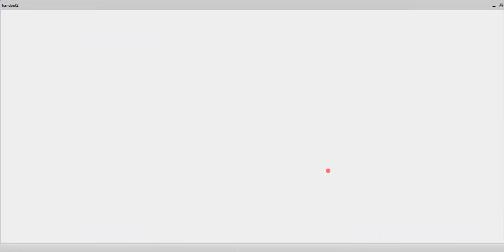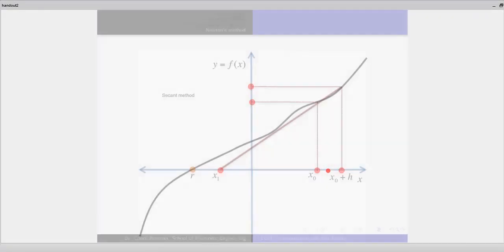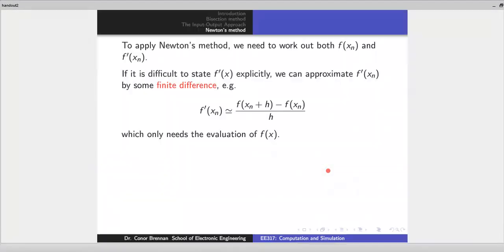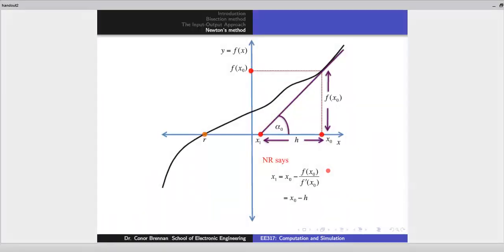Some difficulties. Can anybody tell me? Where's the algorithm there? Here's the algorithm here, okay? x1, or in general, xn plus 1 is equal to xn minus f of xn over f dash xn. Can anybody tell me when will we have trouble with this algorithm? When will the algorithm fall over and fail? Yeah, when the slope is 0.